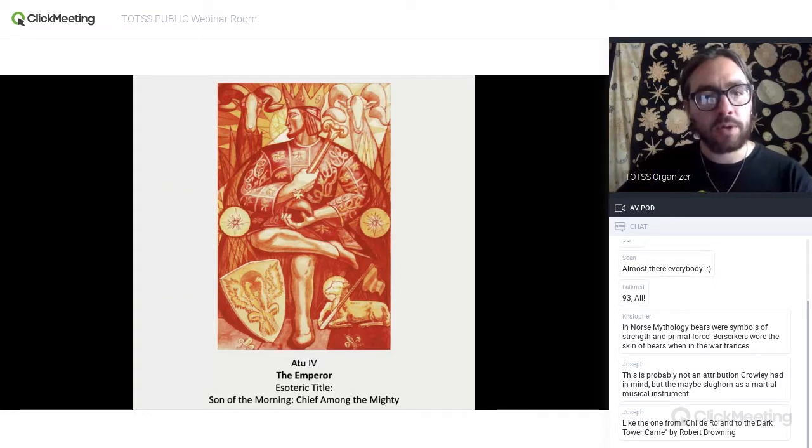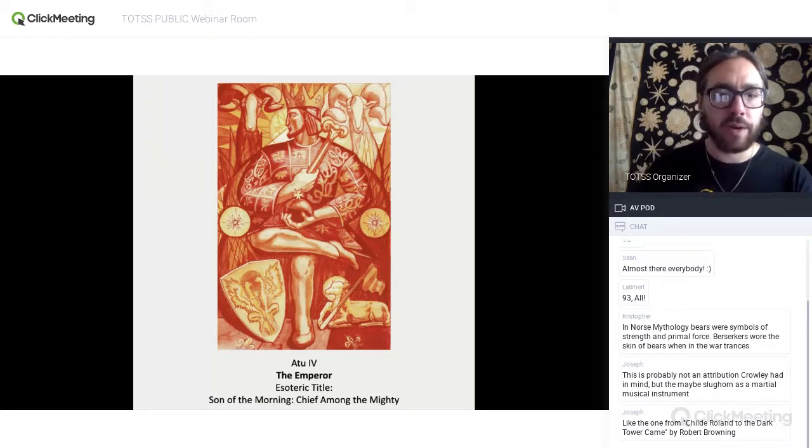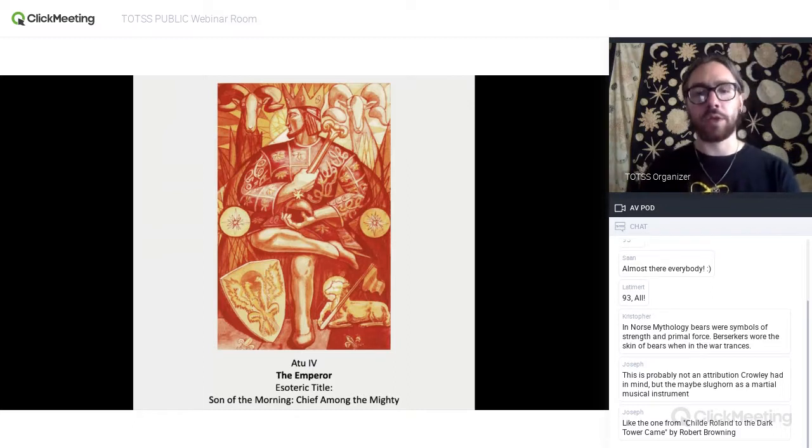You can see in the scepter he's holding there, it's a ram-headed scepter, again just for Aries. And then in his other hand, he's got the globe with the cross on top of it that represents the earth. By holding this, he's representing his dominion over the earth, over the world, as a ruler, as an emperor.